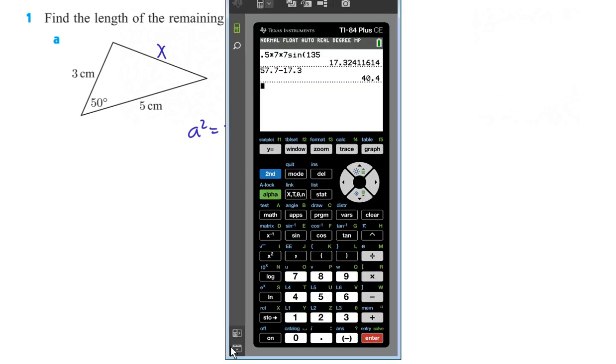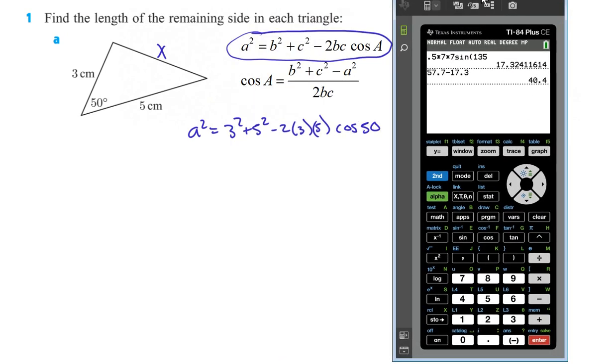Now you can do this whole thing at once on your calculator, but you know what? It's probably easiest just to do it in steps. So just make sure you're super careful on what you're doing there. So 3 squared plus 5 squared minus 2 times 3 times 5 cosine 50 gives us 14.7.